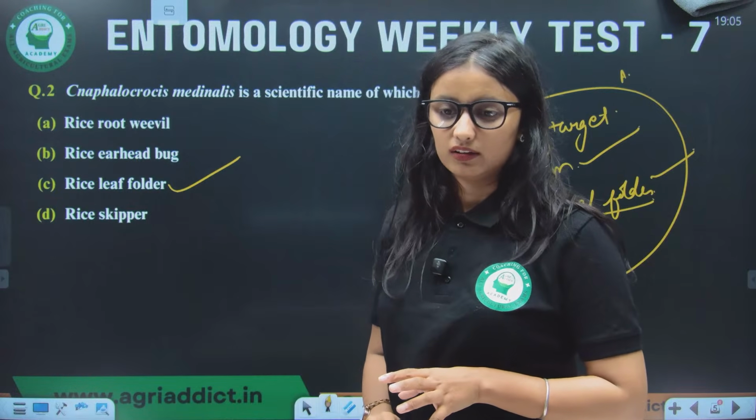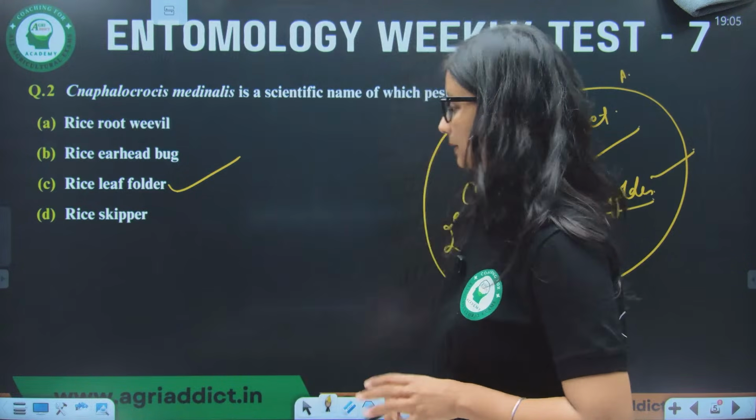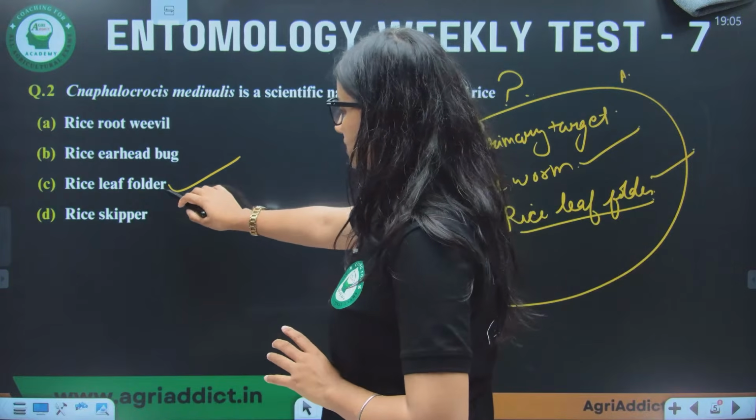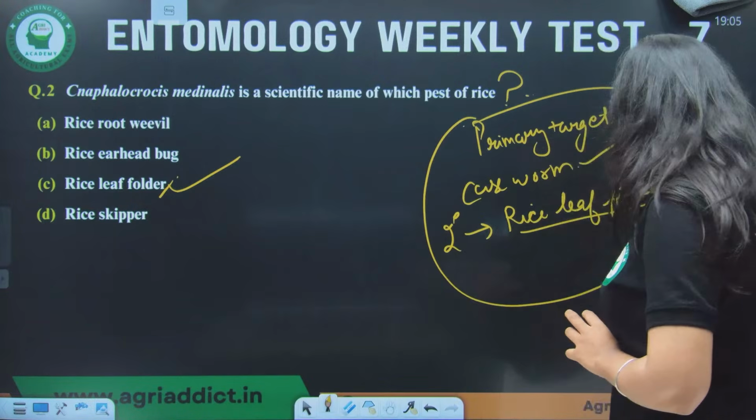Okay. So what is this? This is rice leaf folder. Okay, so let's move to the next one.